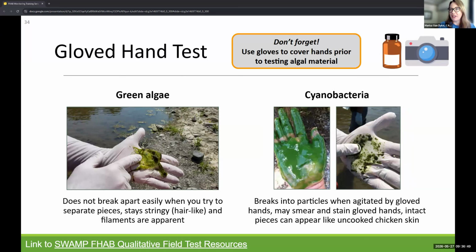The second complementary test, what we use most often, is the gloved hand test. We put on a glove and we pick up the material that we're seeing in the waterway. We scoop it up in our hand or pinch off some of the material from a rock or a branch or on the shoreline. You put it in your palm and you rub your finger into it, and if it easily breaks apart and doesn't hold its shape, it's likely cyanobacteria. If it's hair-like, stringy, it's likely algae.